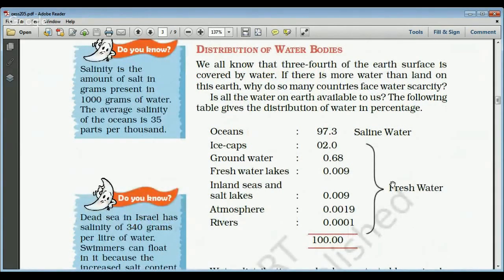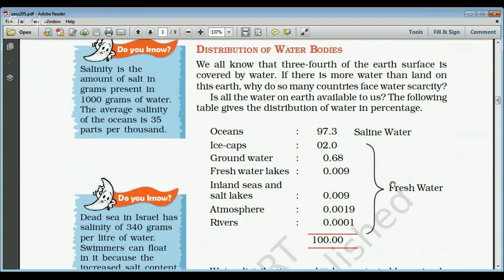And out of the remaining fresh water, whatever is available for human beings, plants and other living beings on the earth, the 0.68 means the major portion occurs in groundwater. Then freshwater lakes 0.009%, then inland seas and salt lakes 0.009%, then some water is present in the atmosphere also 0.0019, then some water is present in rivers.